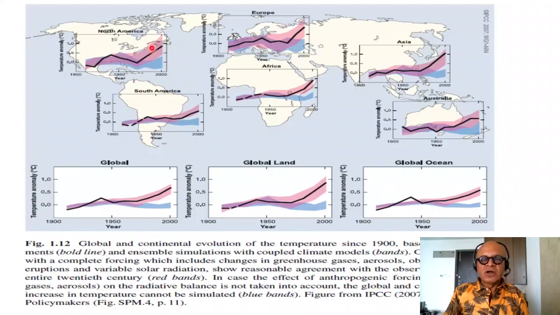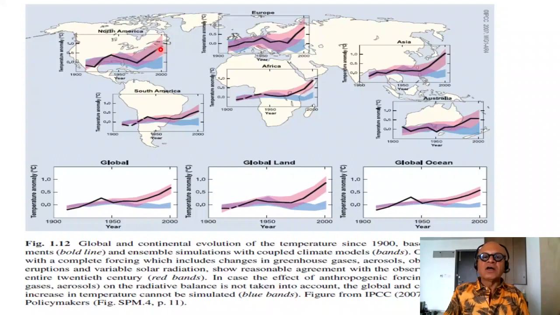So these are several models together being used to simulate the temperatures from the beginning of the 20th century to the end of the 20th century. And you can see models have a range, but in general the model average covers the observed changes in the global mean temperature.